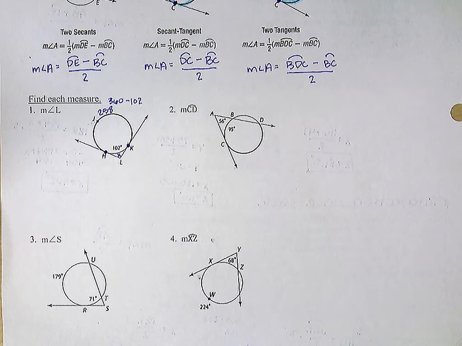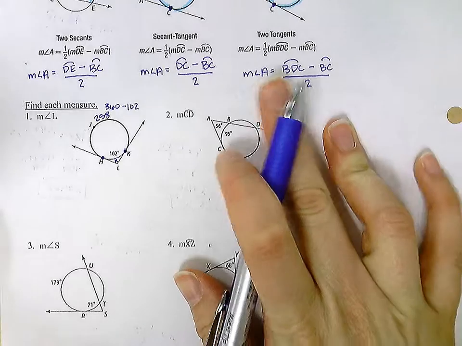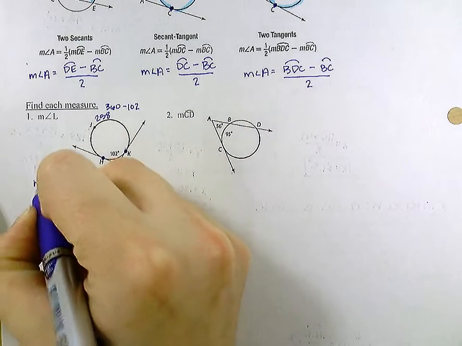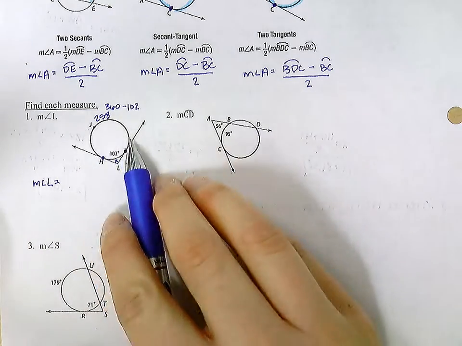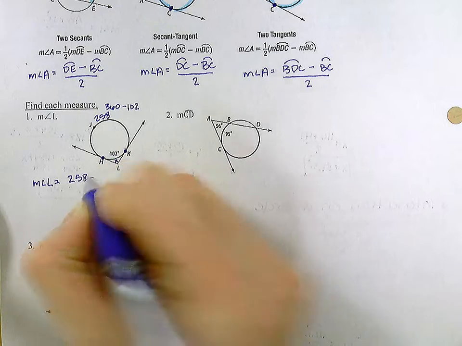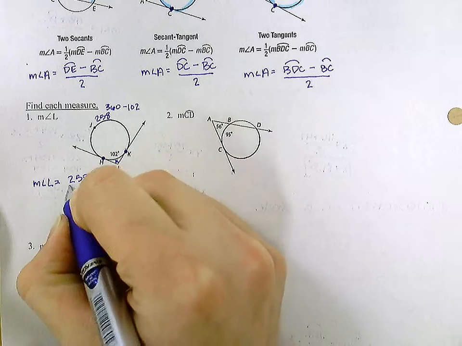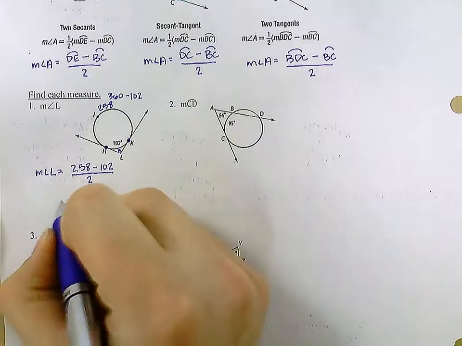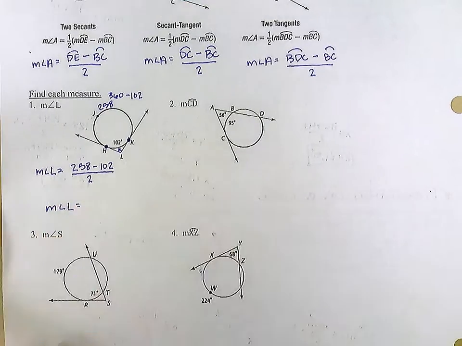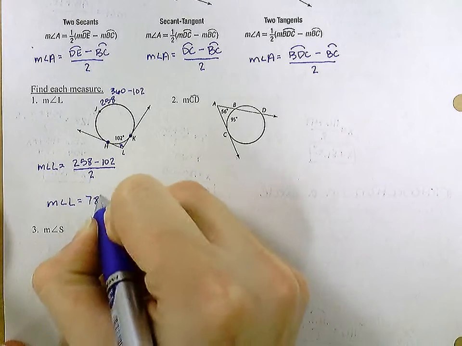Okay, so now that I know my 2 arcs intercepted, I can find the measure of angle L. Just using our formula here, finding the measure of angle L instead of A, we'll take our larger arc, that's 258, subtract our smaller arc, 102, then divide it by 2, to get the measure of angle L is 78 degrees.